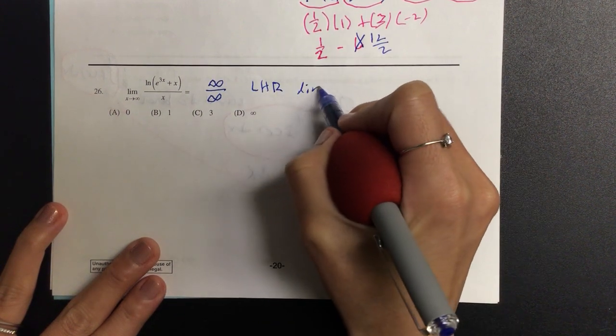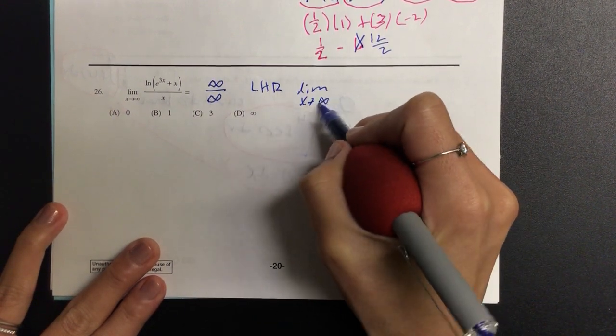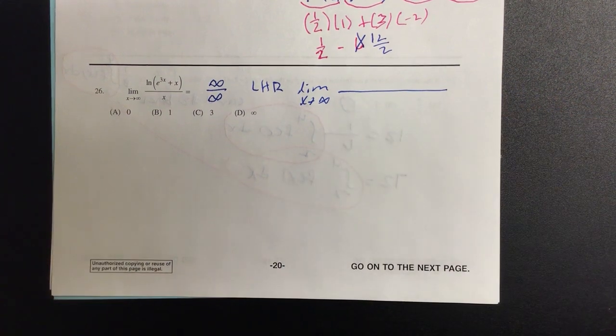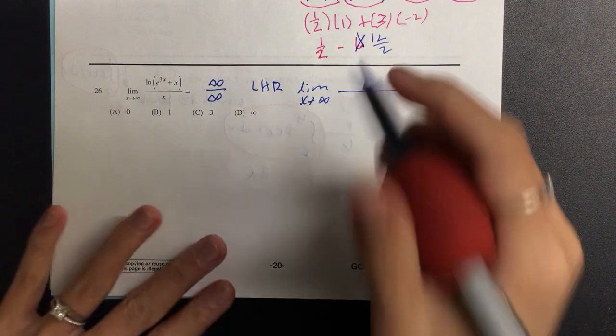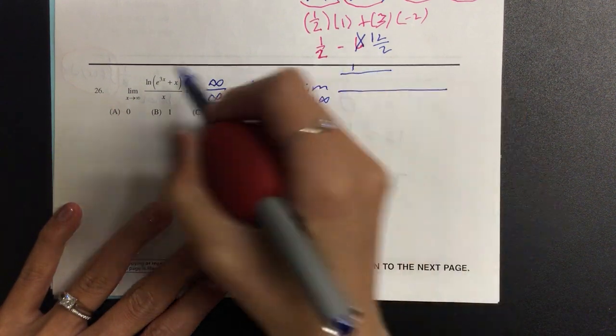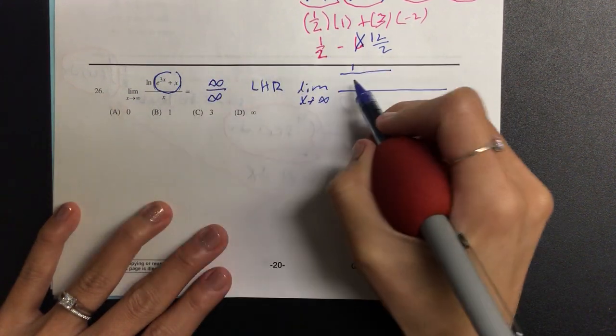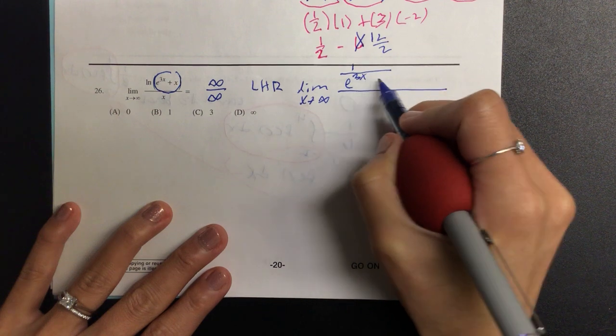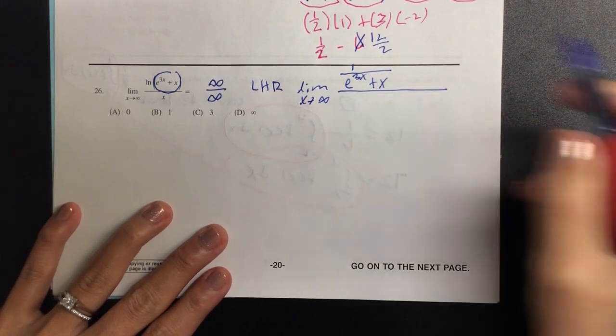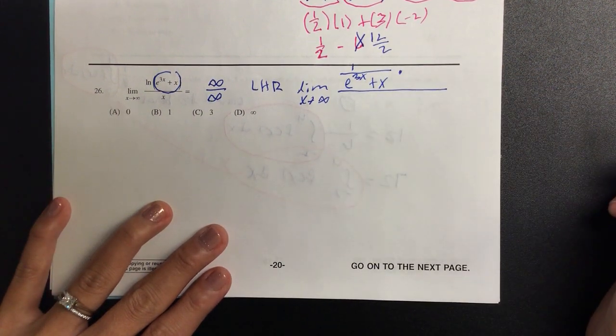So we have the limit as x approaches infinity. So we're deriving the top only. So let's do a quick reminder on natural log derivatives. It is 1 over the argument times the derivative of the argument, yes? So we have 1 over the argument, and that argument is this guy right here, e to the 3x plus x, times the derivative of the argument.